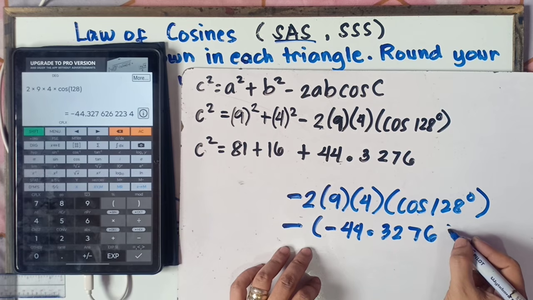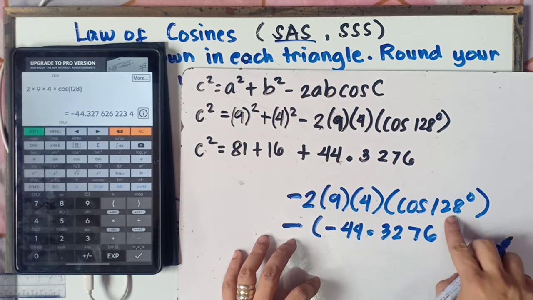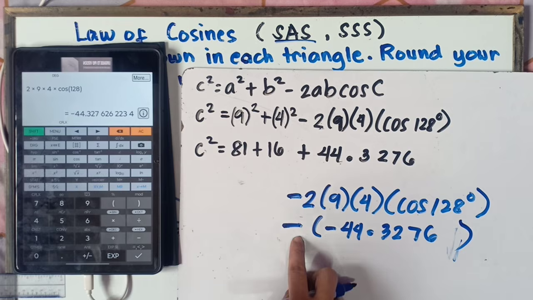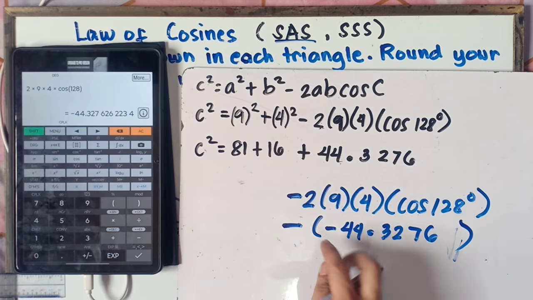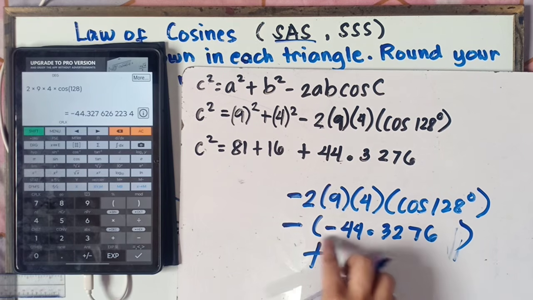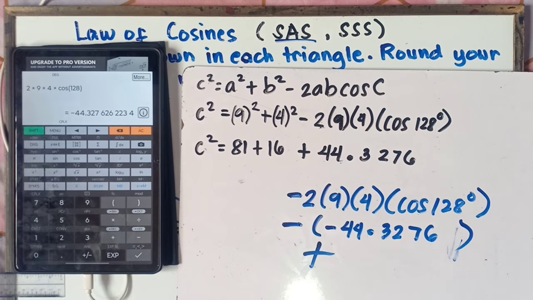44.3276. After 6, that would be 2. So simply copy 6. And then negative times negative, you still have positive, class. Negative times negative, you still have positive. That's the thing there, class. I hope, class, it's clear for you with that one.